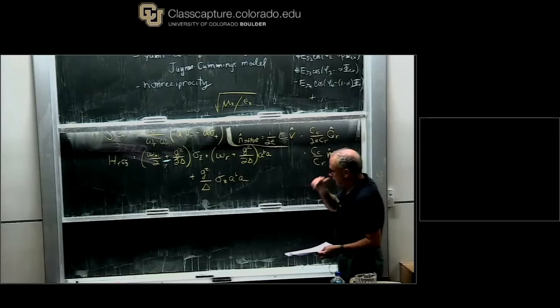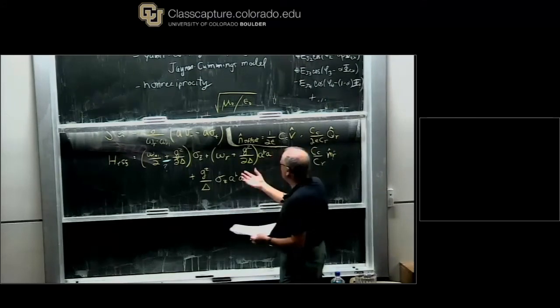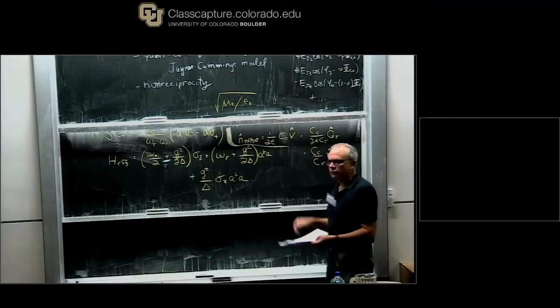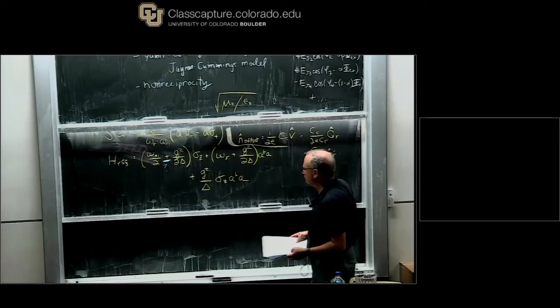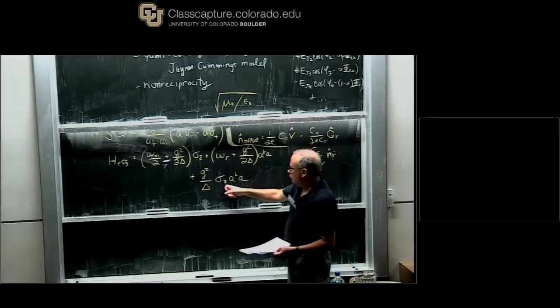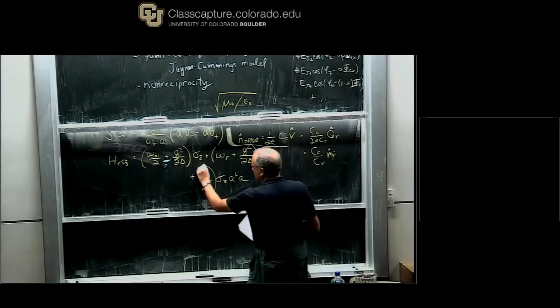Okay, but let me discuss the physics of this. First of all, it says each of these gets a bit of a shift, so the qubit is a bit shifted in frequency, and the resonator is a bit shifted in frequency. It's got to be a minus sign. But the interesting and important thing is there's this new coupling. This, as I said, we call chi.